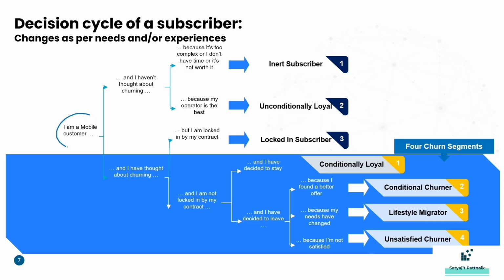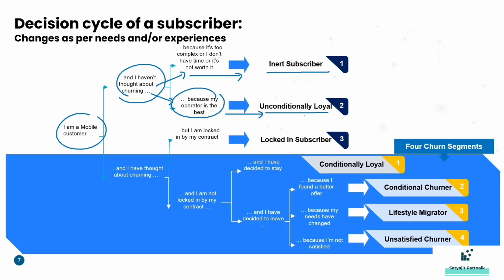Let's say you are a mobile customer and probably you haven't thought about churning because it is too complex, which means you are an inept subscriber. If you think your operator is the best, maybe you are unconditionally loyal. That means these types of customers are safe. Let's say you are locked in a contract. That means your company has locked you in a contract, like a 24 months contract. If you leave, you have to pay a hefty amount.